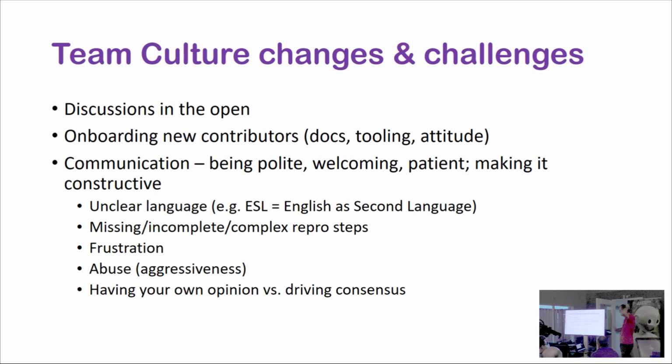Communication is challenged, like being polite, welcoming, patient, making things actually constructive. Sometimes people have tendencies like, "This is crap. Like how can you?" Okay, what do you mean? What's the alternative? What do you propose? Just come up with something constructive, like, "Hey guys, I think you should do the API this way and that way."